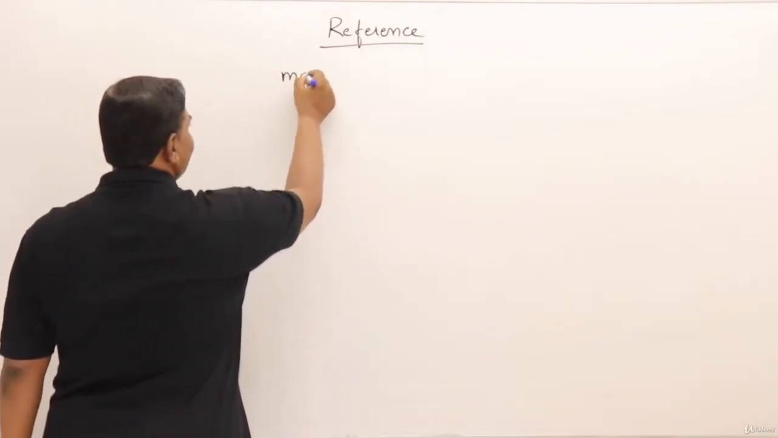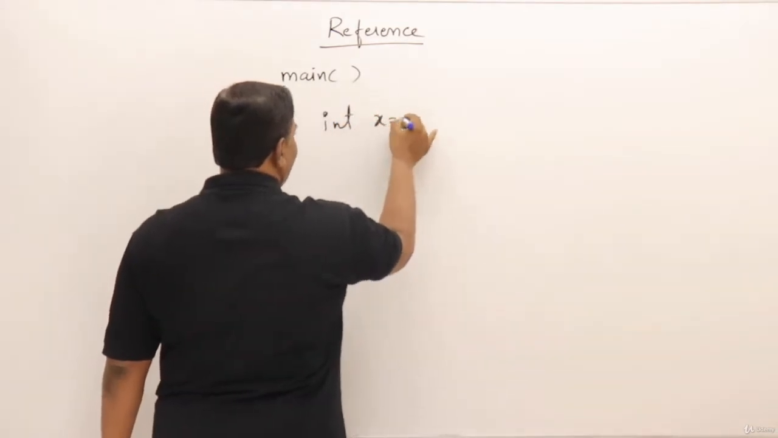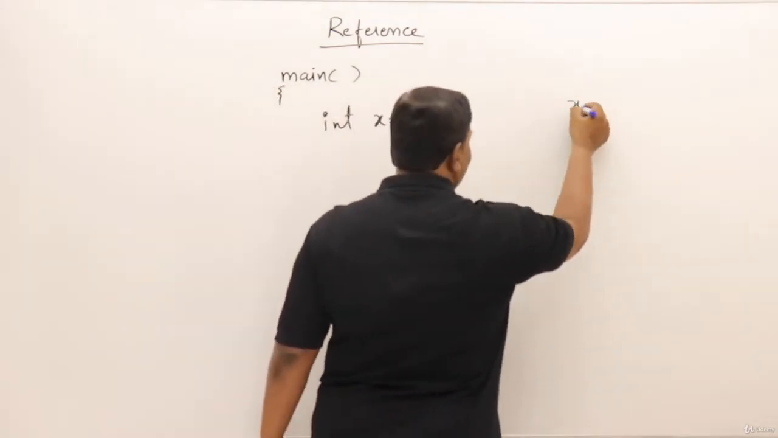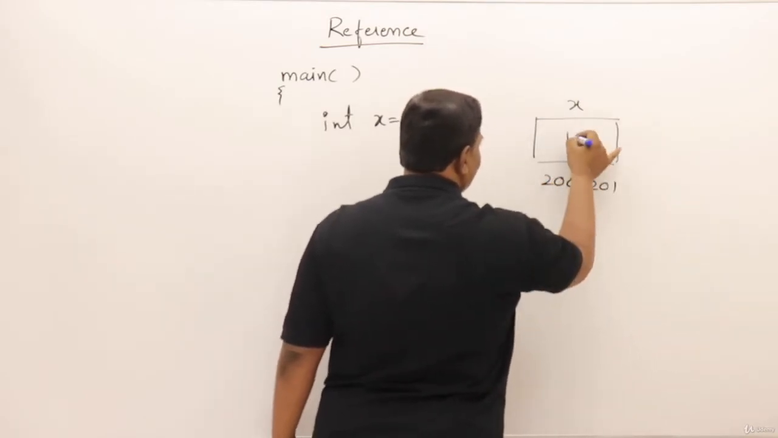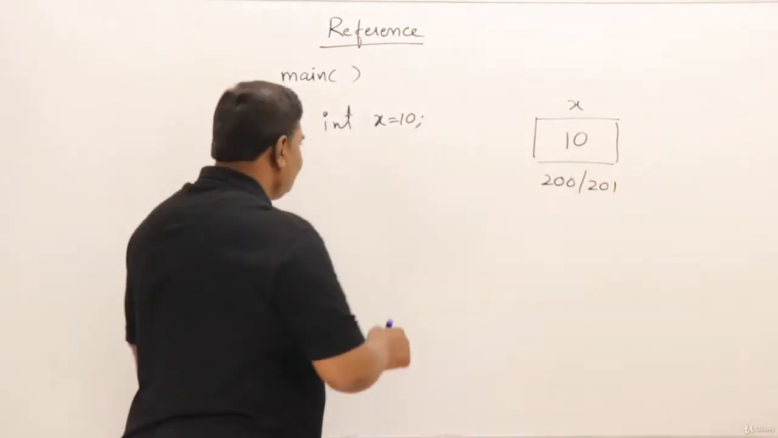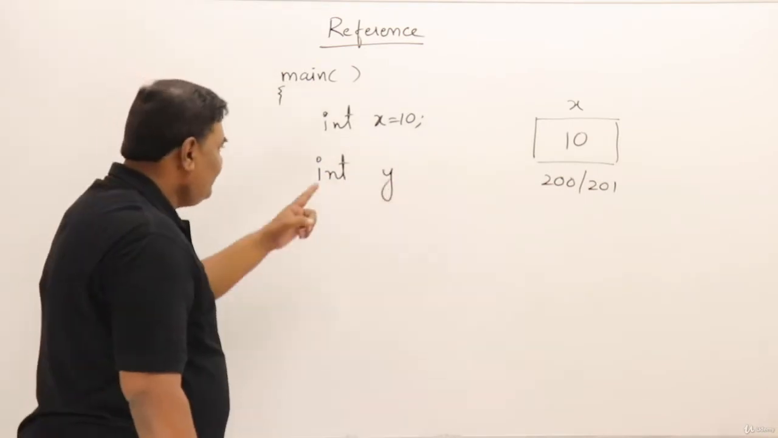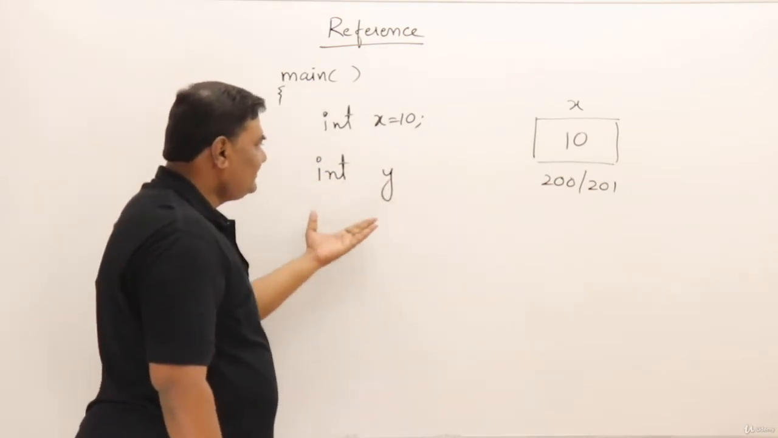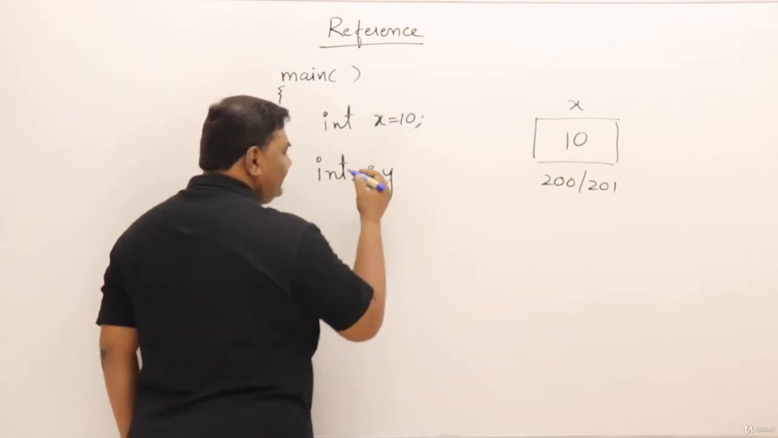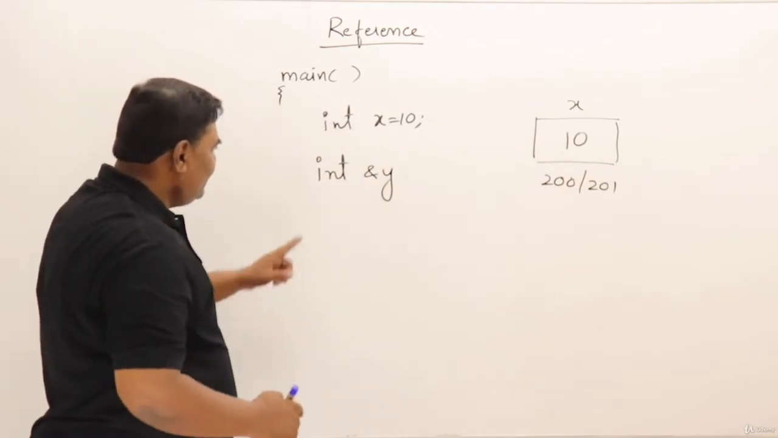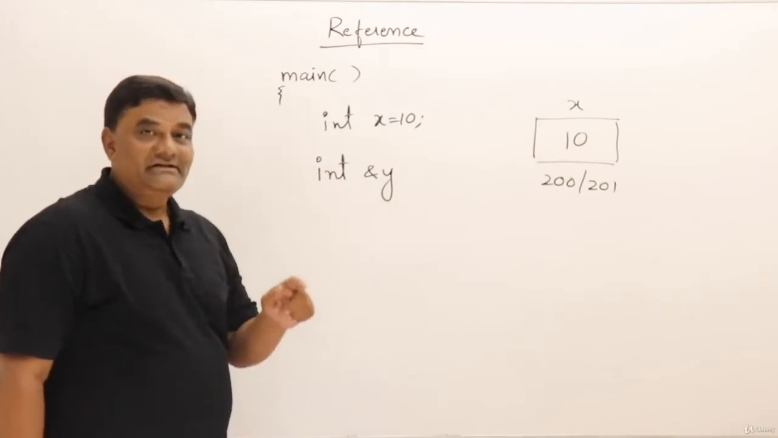See, in a main function, if I have a variable x with some value, and for this x some memory is allocated, let us say the address is 200 and 201, so this is the value. Now let us see what is reference. If I am declaring one variable, that is y, and I write it like this, it's a normal variable, so for y also some memory will be allocated. Now I will write ampersand here. This looks a little different. If I write star here, it's a pointer. Yes, we know that. But now ampersand, yes, this is a reference.